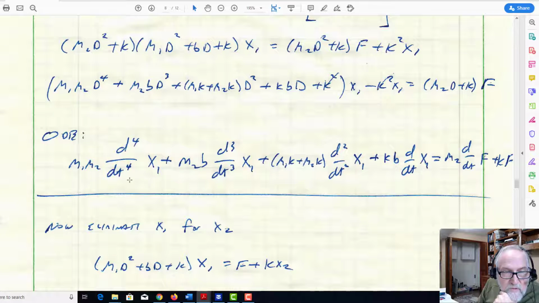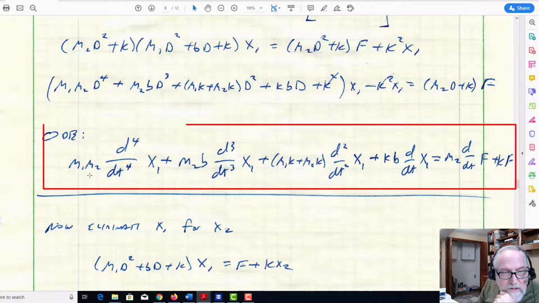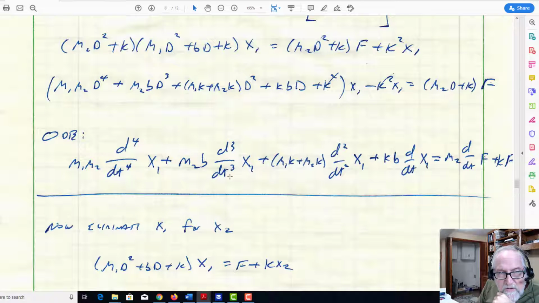and we have this fourth order differential equation. The coefficient is m1 m2 on the fourth derivative, m2 b on the third derivative, m1 k plus m2 k on the second derivative, k b on the first derivative. Notice there's no linear term, there's no non-derivative term. x1 doesn't show up here. That's an interesting point about some systems that we will focus on later, but I just want to point that out. If there's no non-derivative terms of the output variable, that makes it a different kind of system.